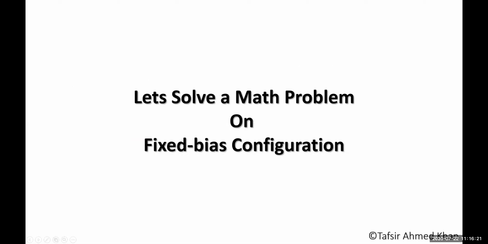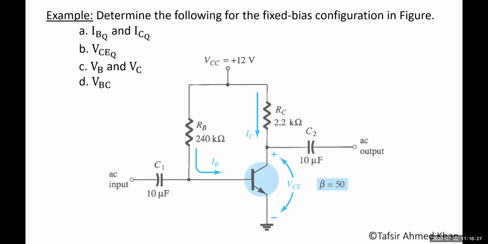So let's solve a math problem on fixed bias configuration. Here, this is the problem. Determine the following for the fixed bias configuration in the figure. Here you have to find out IB, IC. Why Q? Q is the quiescent point, the operating point. So for this setup, find IB, IC, then you have to find out VCE, then VB, VC, and VBC.